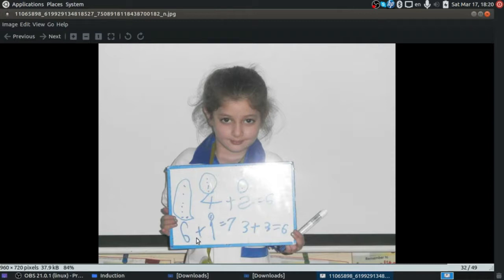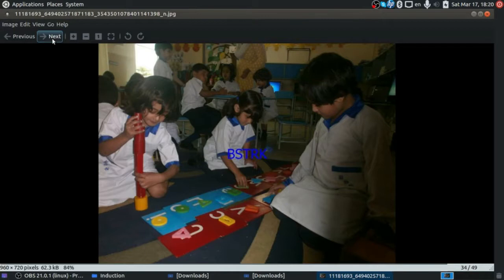Can you see 6 plus 1? So 1, 2, 3, 4, 5, 6, 7. Like 6 plus 1 is 7. 4 plus 3 is... it's a very good activity. You could see that. It's a group work, as I told you. This is the free play as well.